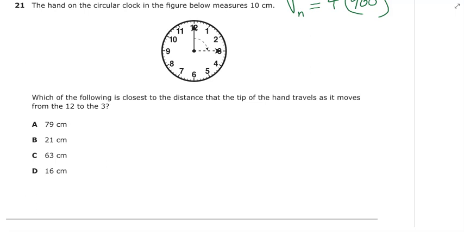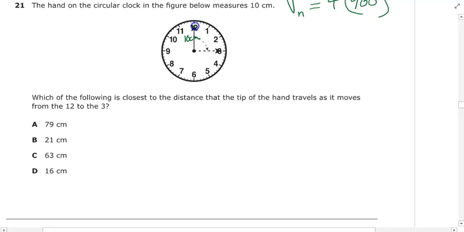All right, so back again with 21 through 30 on the STAAR Geometry Practice Test. For question 21, it says the hand on a circular clock in the figure below measures 10 centimeters. So this hand here is 10 centimeters. Which of the following is closest to the distance that the tip of the hand travels as it moves from the 12 to the 3?